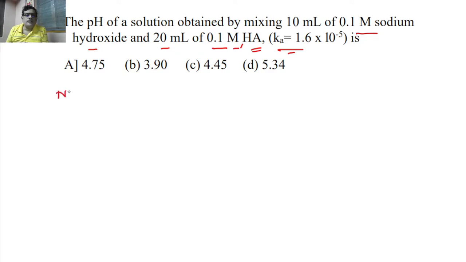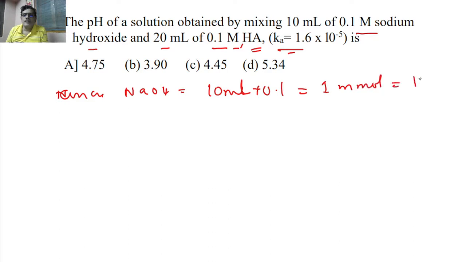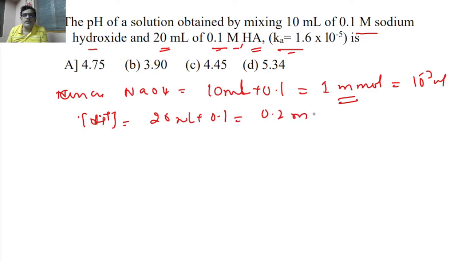Now the amount of NaOH is 10 ml into 0.1. If you multiply that, it comes to 1 millimole. 1 millimole is nothing but 10 to the power of minus 3 mole. Similarly, the amount of H plus in the given solution is 20 ml into 0.1, that comes to 0.2 millimole.